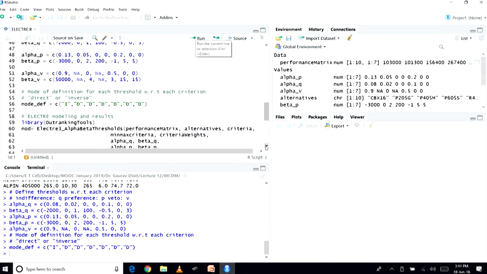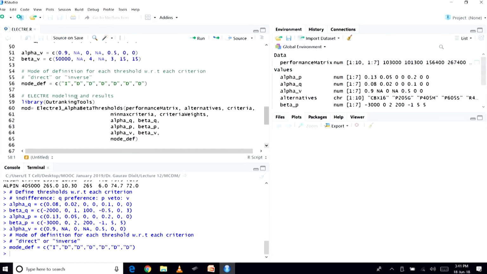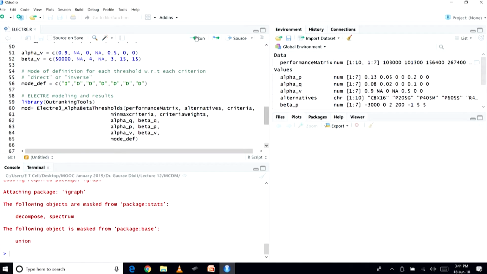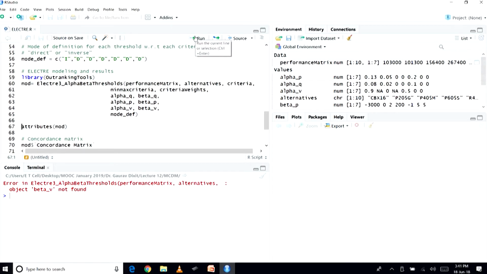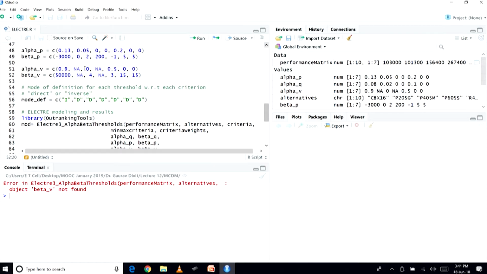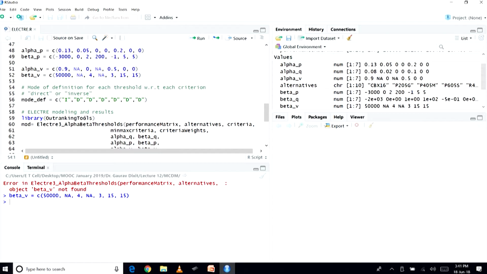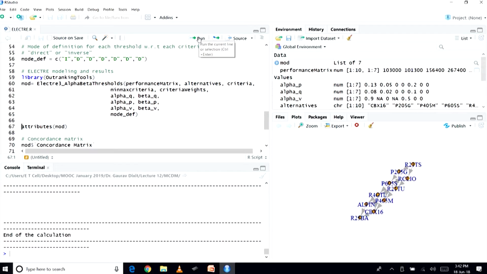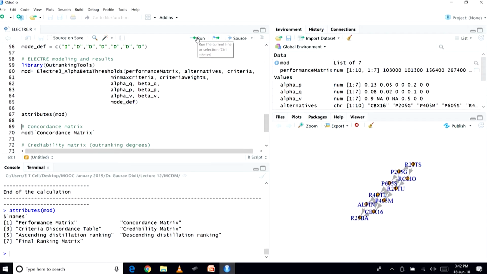This is also done. Now we are going to use the library outranking tools. Let us run this. Now we are going to call this function, pass all the arguments here, and we will get the output. Just a second, it seems that it did not run. Yeah. I see certain computations have been performed. You can see a plot has also been generated here. Now, attributes: like the last time, we saw that these are some of the attributes.